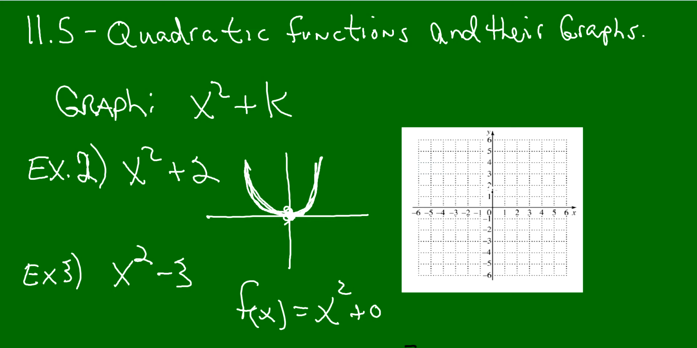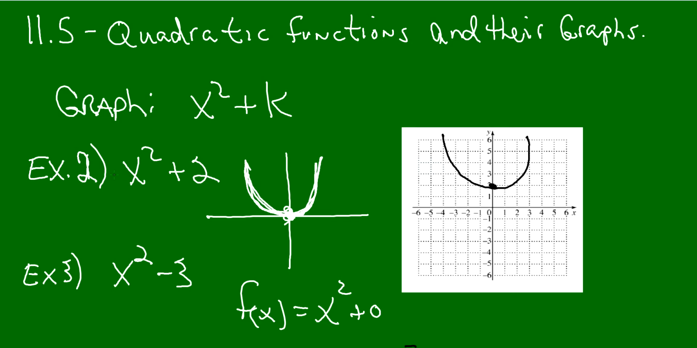So that means we're going to plot it. The vertex is going to be at 0, 2. And then the graph will look something like this. All right, and that'll be for example 2.